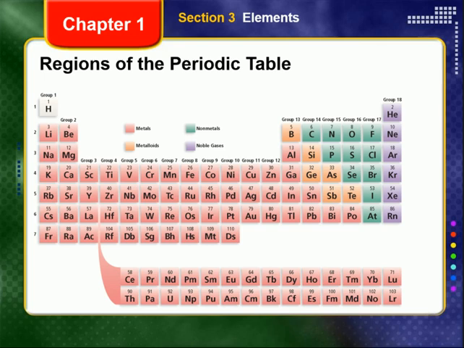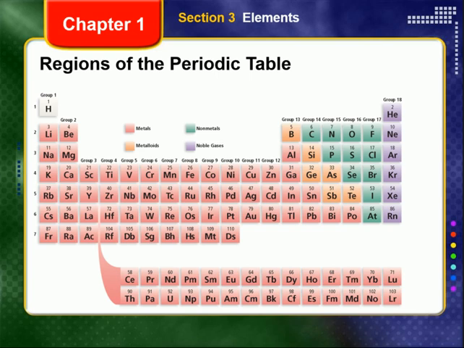Chapter 1, Section 3, Elements. As you have read, elements are pure substances that cannot be decomposed by chemical changes. The elements serve as the building blocks of matter. Each element has characteristic properties. The elements are organized into groups based on similar chemical properties. This organization of elements is the periodic table, which is shown on the screen here.